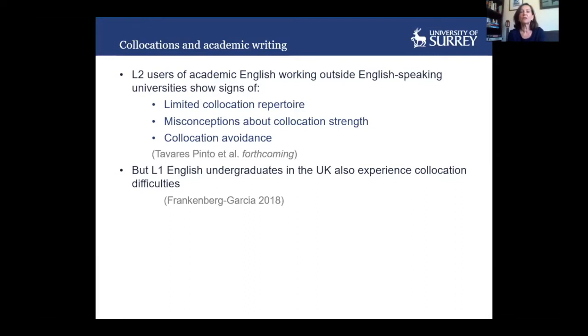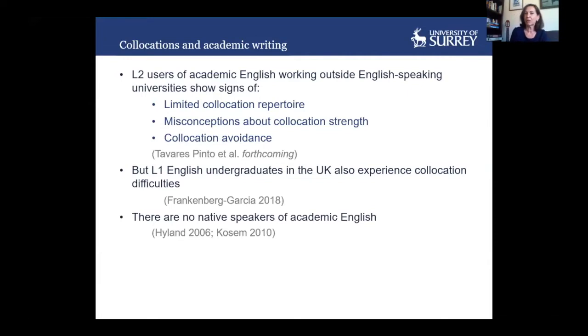But the problem is not just with second language users of academic English. We also have evidence that undergraduates who are native speakers of English, or English as the first language users, if they are students just beginning to become acquainted with academic discourse, they too experience collocation difficulties. So the message to take home is that there are no native speakers of academic English. It's your experience with academic English that really makes a big difference.